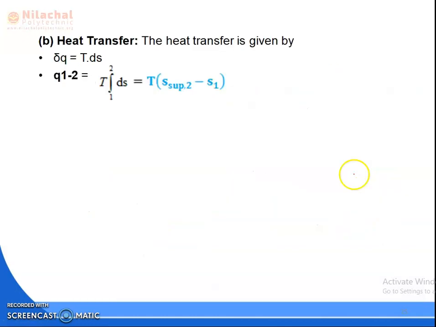So if you have to calculate the heat transfer, what is the heat transfer? Because ds is equal to del Q by T, del Q is equal to T into dS. So Q is equal to T into the integration of dS, that is your temperature into S2 minus S1. Yeah. So this way you can calculate the heat transfer.